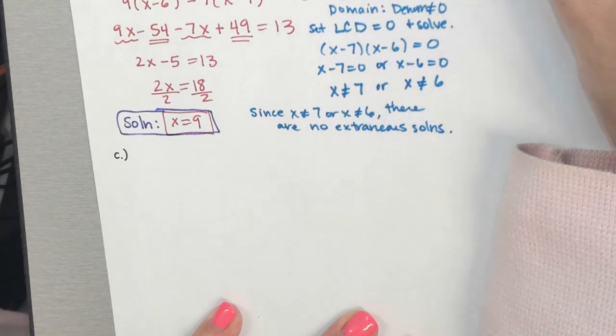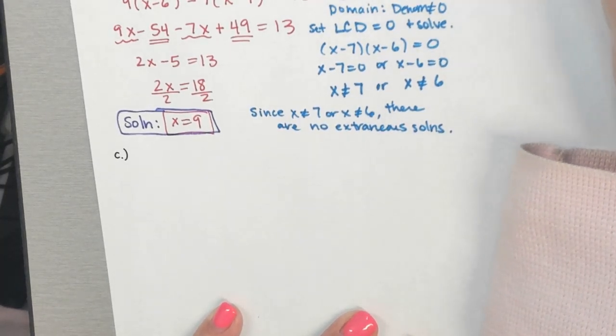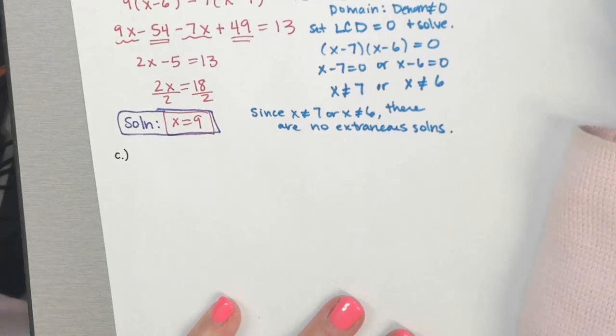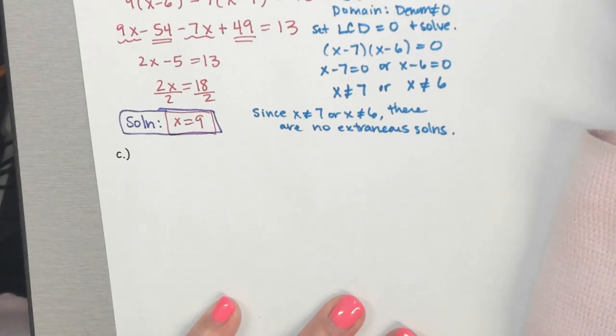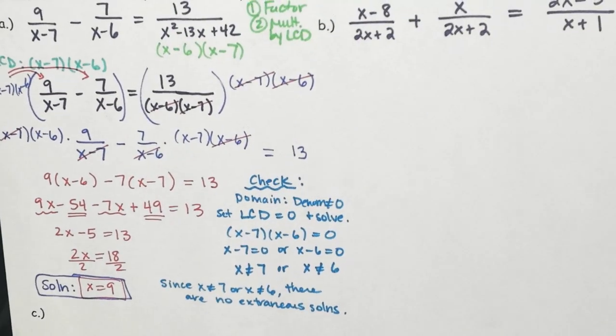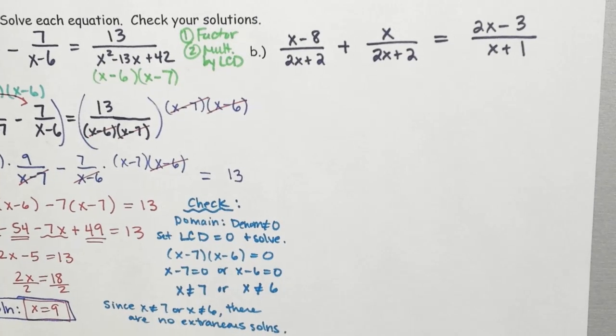Alright, the next one we're going to do, there are actually two different ways to start it. You can either factor first, which is what we did in the last one, or you might recognize something else you can do for B. But we are always going to be multiplying both sides by the LCD, because we want to undo the fractions. So we want to get rid of those fractions.